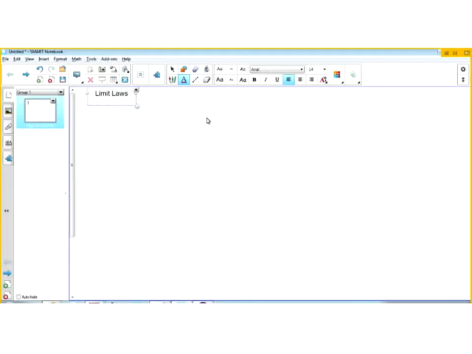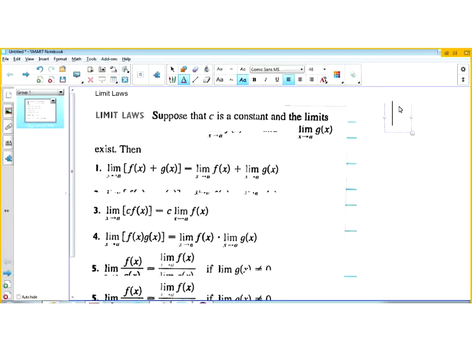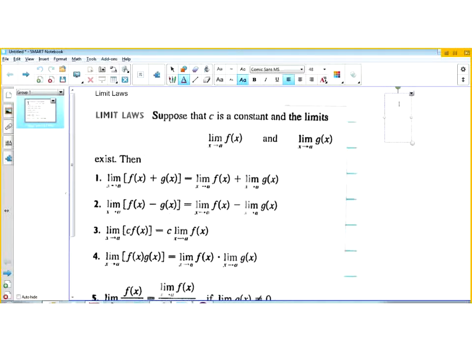I would suggest understanding these more than merely memorizing them because they are quite useful when it comes to working more advanced calculus problems. So we have the limit laws, and here are the first 6. There are several more, but it begins with this.